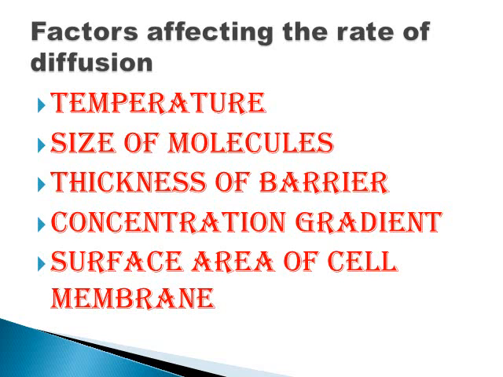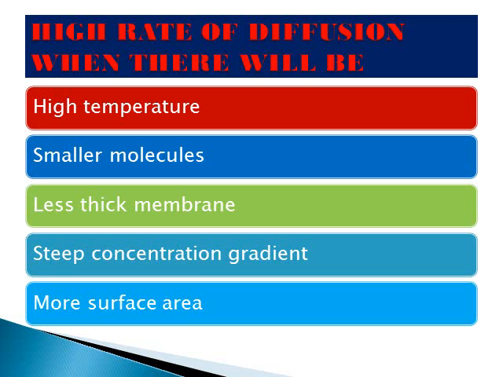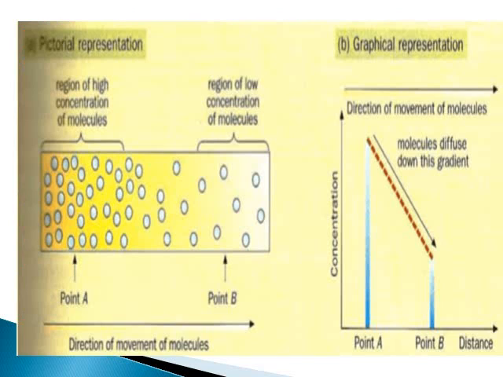And the next factor is concentration gradient. If there is a steep concentration gradient, meaning there is a big difference between the two areas in the concentration of the molecules, then there will be a high rate of diffusion. And the last factor is the surface area of a cell membrane. Maximum surface area means a maximum rate of diffusion. If less surface area is available, there will be a low rate of diffusion. So you can see a high rate of diffusion with higher temperature, smaller molecules, a less thick membrane, a steep concentration gradient, and more surface area.